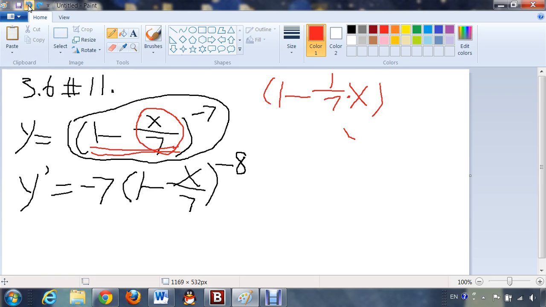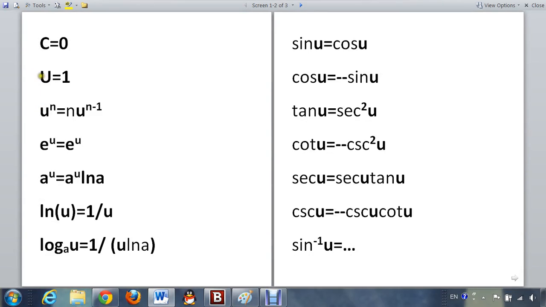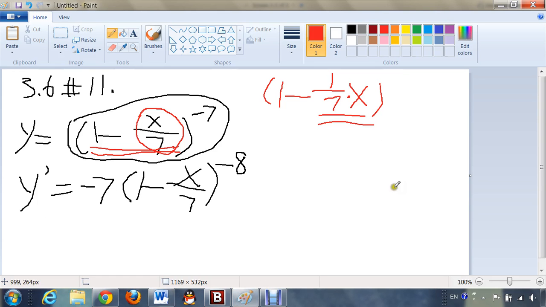So after you rewrite it, you see, oh wait, doesn't this look like one of the rules? See, here's something, and the x is right here. So now you know that the derivative of this is just equal to 1 over 7, but it's negative, because don't forget the negative sign. And the derivative of 1 is just 0, so it doesn't matter.